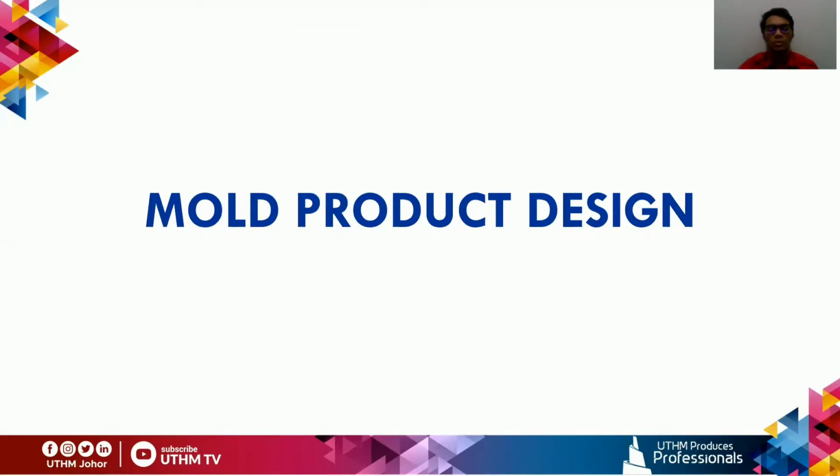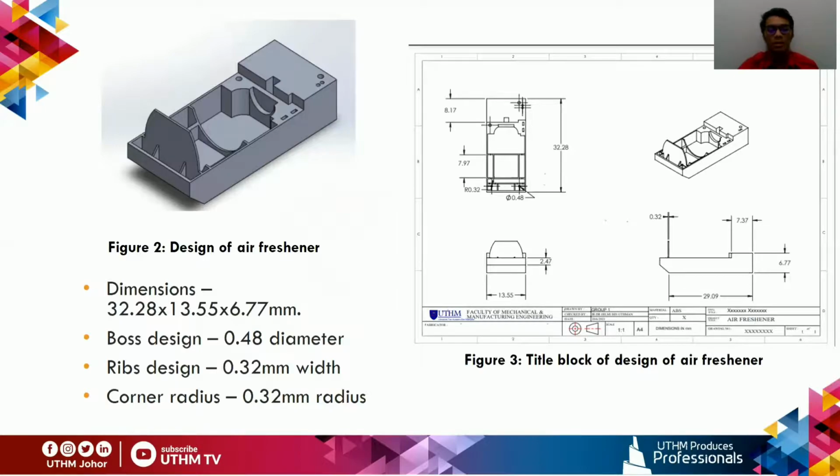For the mold product design, which is the air freshener, as shown in the figure above, this is the title block of the design of the air freshener, including the detailed dimensions of the product. The overall dimensions of the air freshener are 32.28 times 13.55 times 6.77 millimeter. It contains the boss design, rib design, and corner radius, which are 0.48 diameter for the boss design, 0.32 millimeter width for the rib design, and 0.32 millimeter radius for the corner radius.